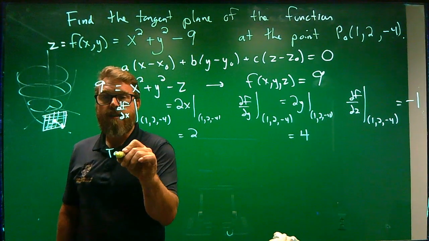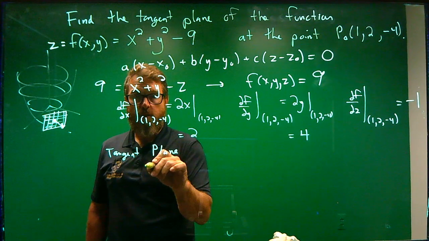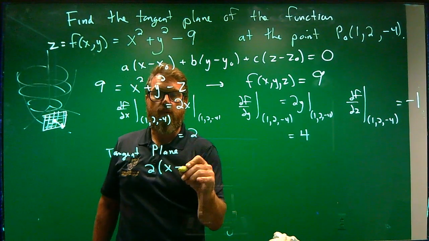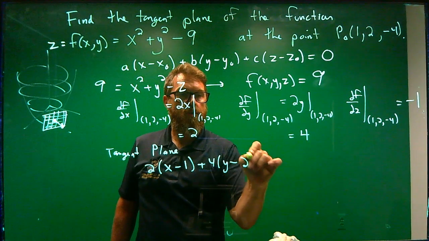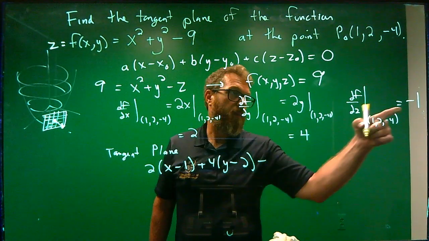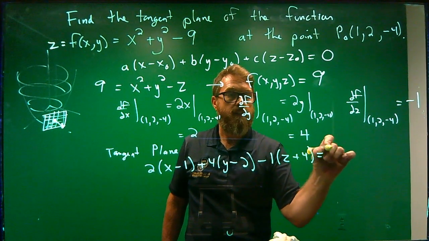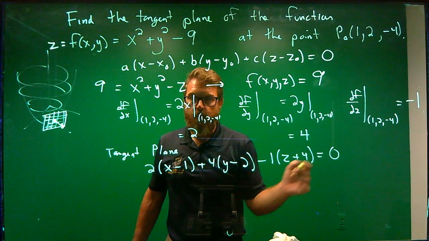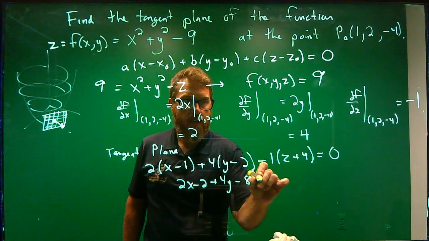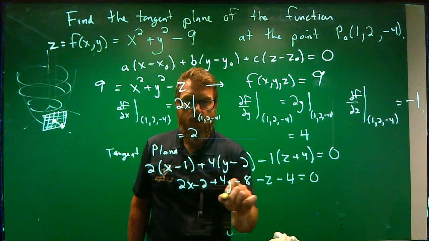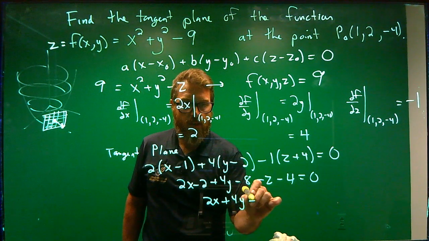So finally, your tangent plane is going to be equal to, these are the coefficients, 2 times (x minus 1), plus 4 times (y minus 2), plus -1 times (z minus -4), so plus 4, is equal to 0. And then, of course, we can simplify this: 2x minus 2 plus 4y minus 8 minus z minus 4 is equal to 0.